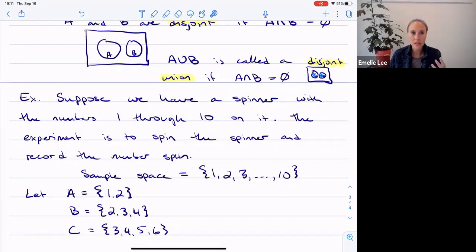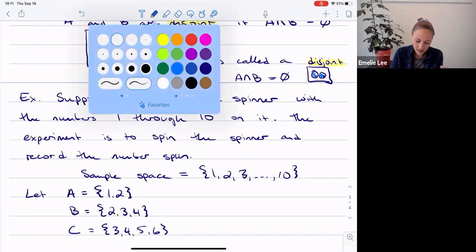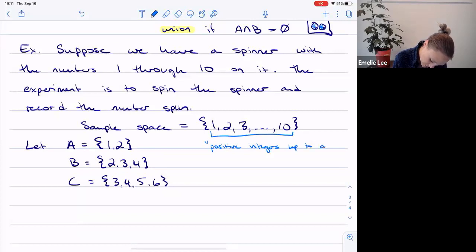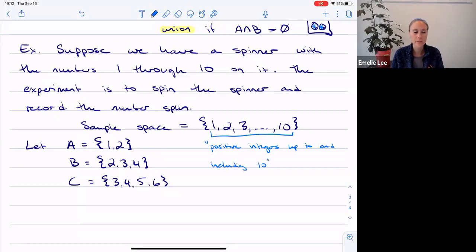I want you to try to practice if you can summarize a set verbally, that's good. So these are positive integers up to and including 10. That would also describe the set. Usually we just use set notation like this: 1, 2, 3. You could even trail off after 2 if you wanted to, and then up to 10.